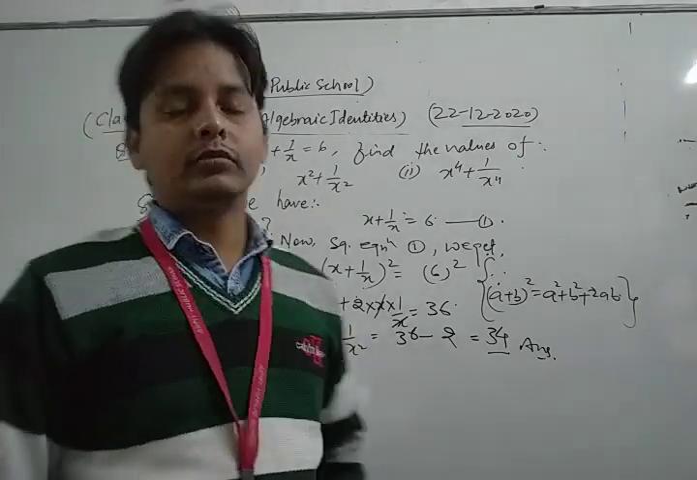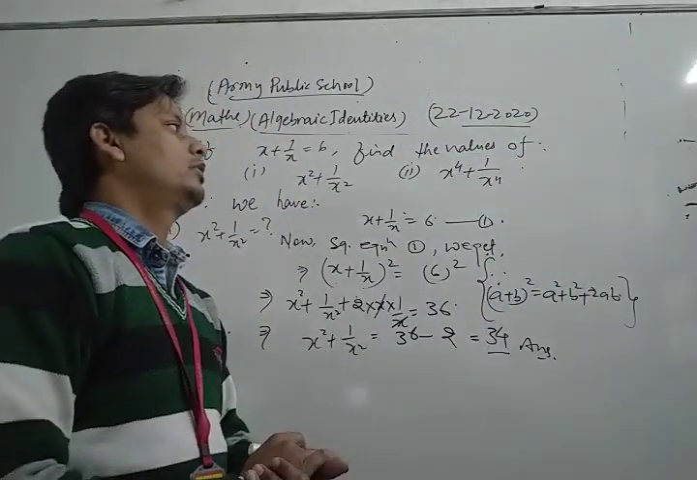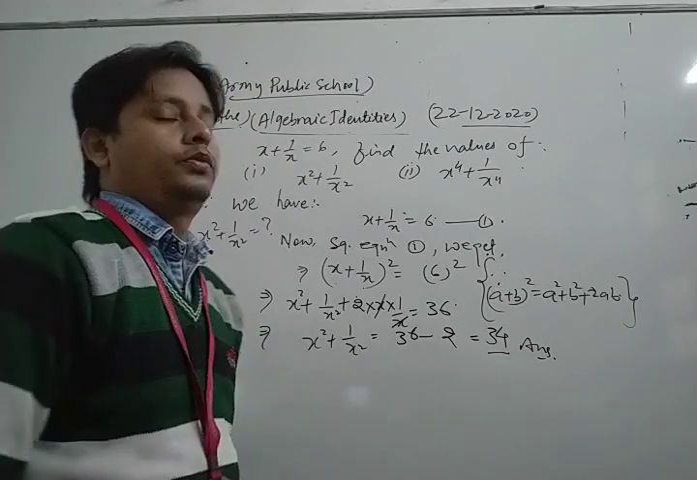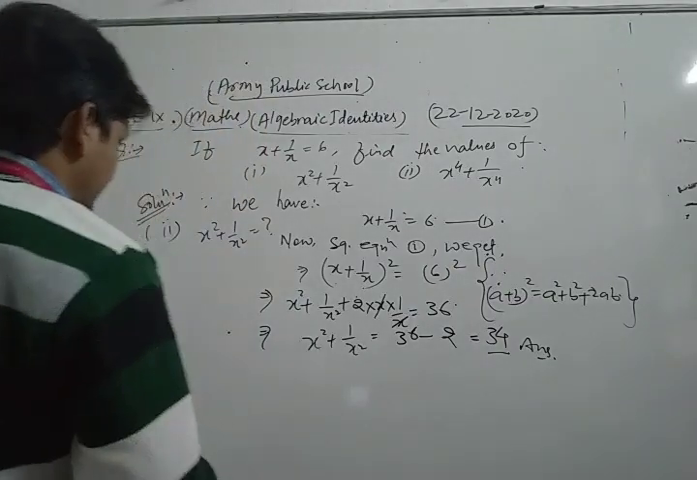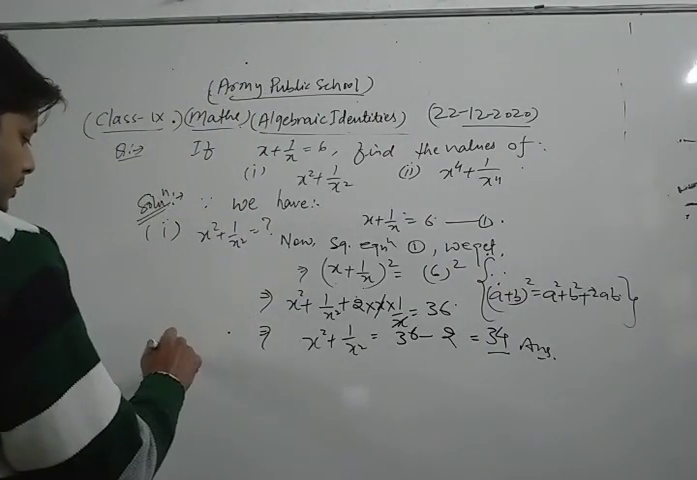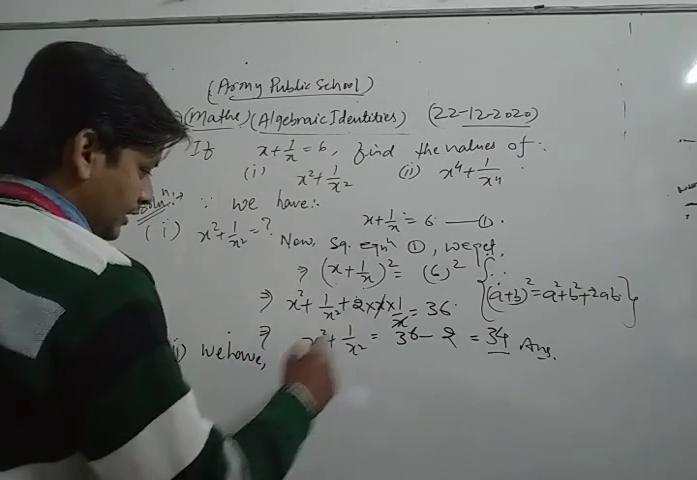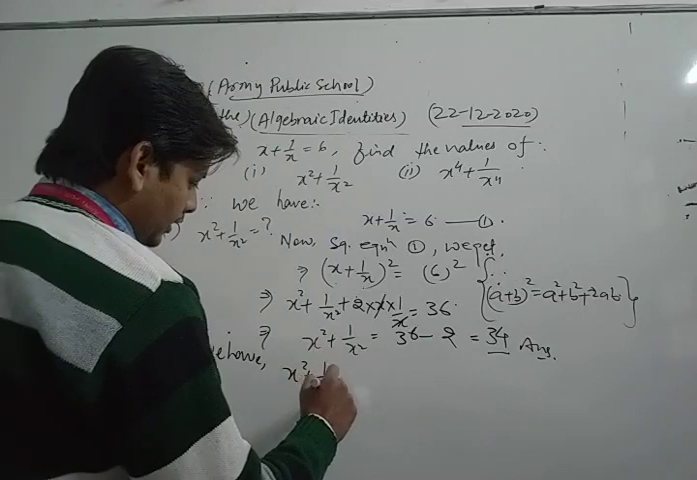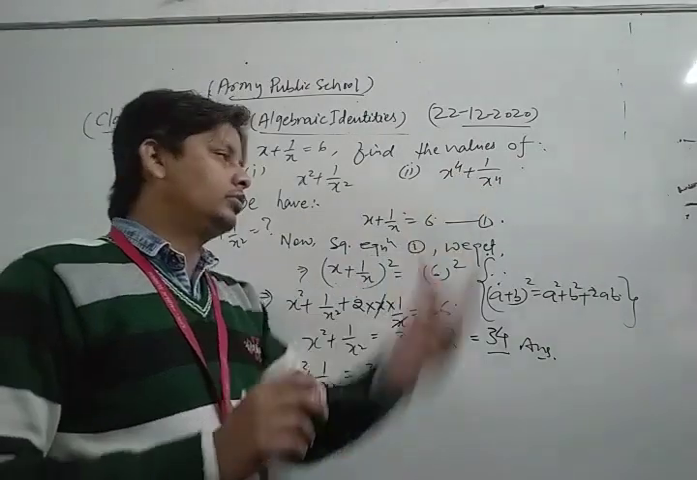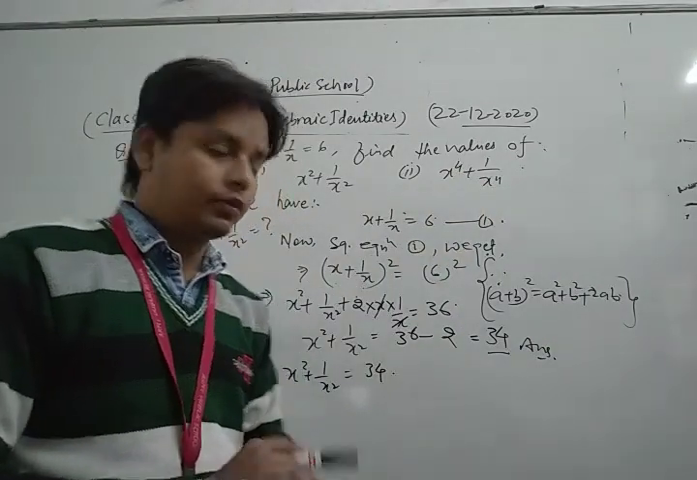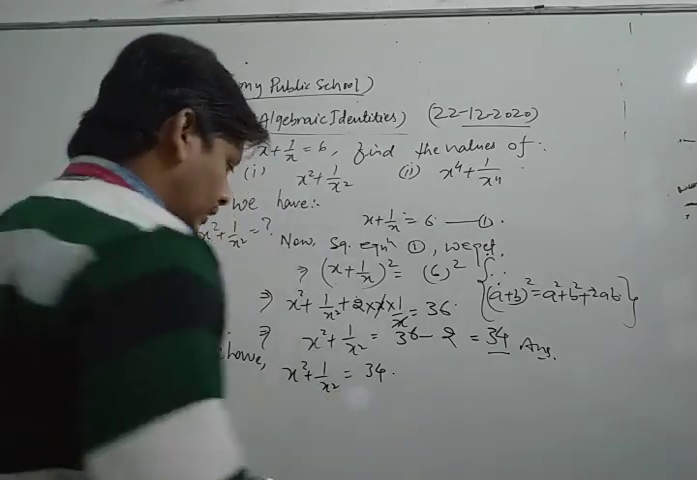Now dear students, in the second part of this question, we find the value of x to the power 4 plus 1 upon x to the power 4. This was the first part, now we take the second part. We have the relation x square plus 1 upon x square is equal to 34. In finding the value of x to the power 4 plus 1 upon x to the power 4, we square both sides of this relation again.